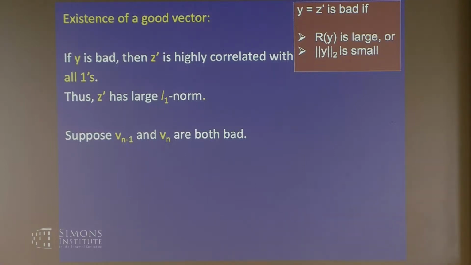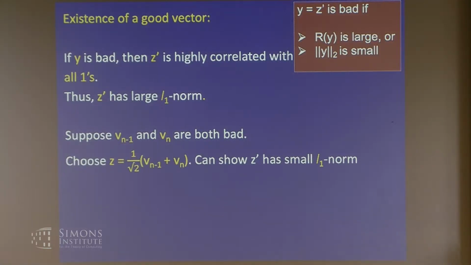Suppose they are both bad. Then what you can show is that bad vectors will look something like the following. Vn minus 1 will be negative 1 over root n in a bunch of coordinates, positive in the other bunch. Similarly, Vn is negative in a bunch of coordinates, positive here. Now, if you take an appropriate combination, namely a 45-degree combination of these vectors to obtain a unit vector, what you will show is that this vector z prime, in fact, has a small L1 norm. So that shows that you can, in fact, produce good vectors. That's the end of this argument.